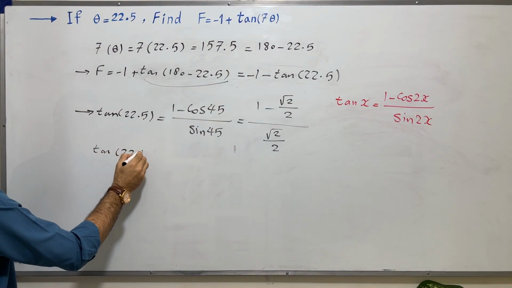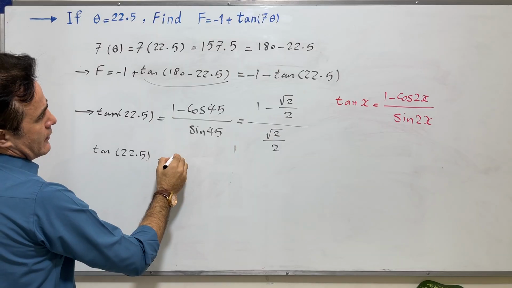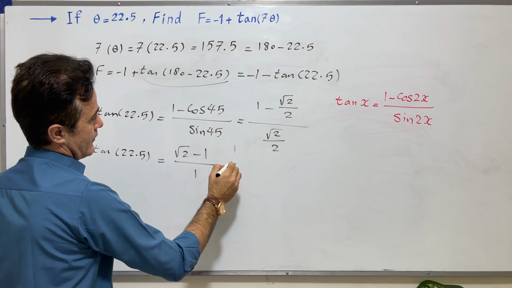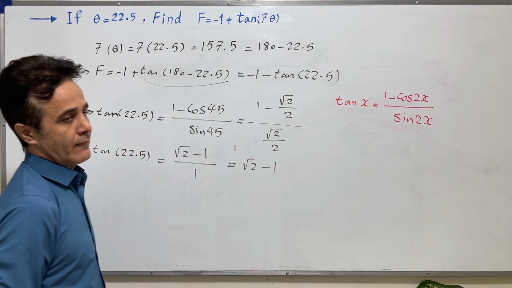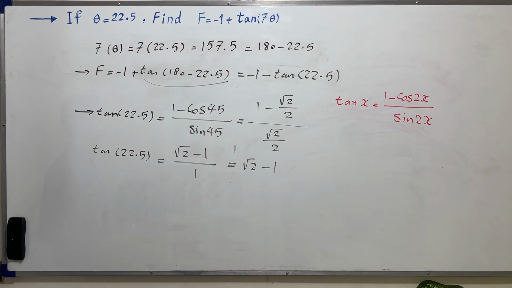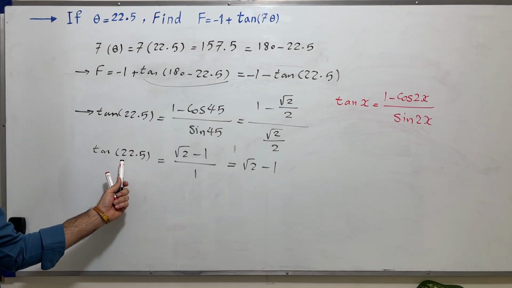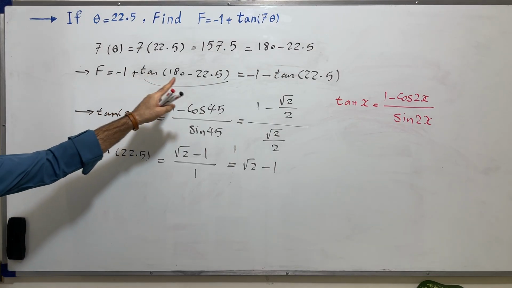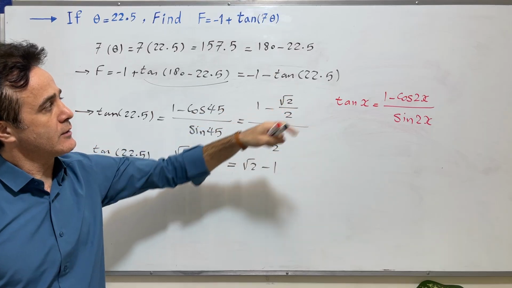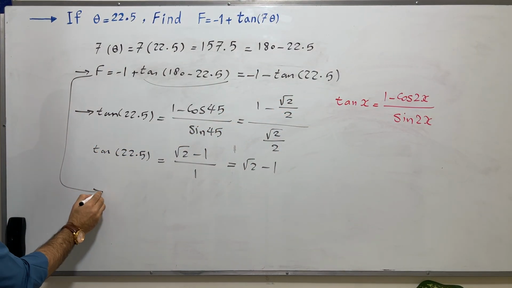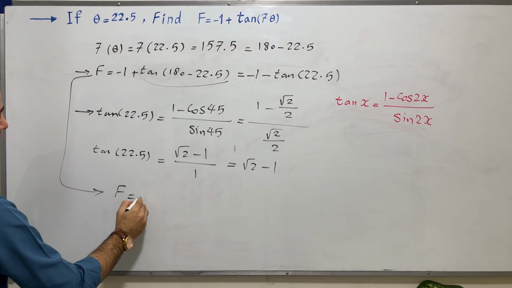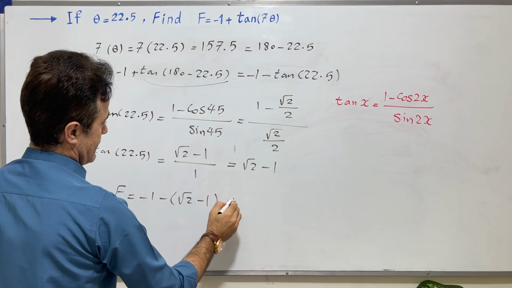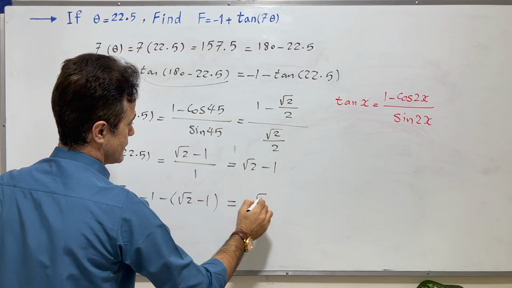tangent 22.5 equals root 2 minus 1 over 1, which can be written as root 2 minus 1. Finally, we just plug tangent 22.5 back into f. f equals minus 1 minus tangent 22.5. Then by substituting, f equals minus 1 minus root 2 minus 1, and that equals minus root 2.